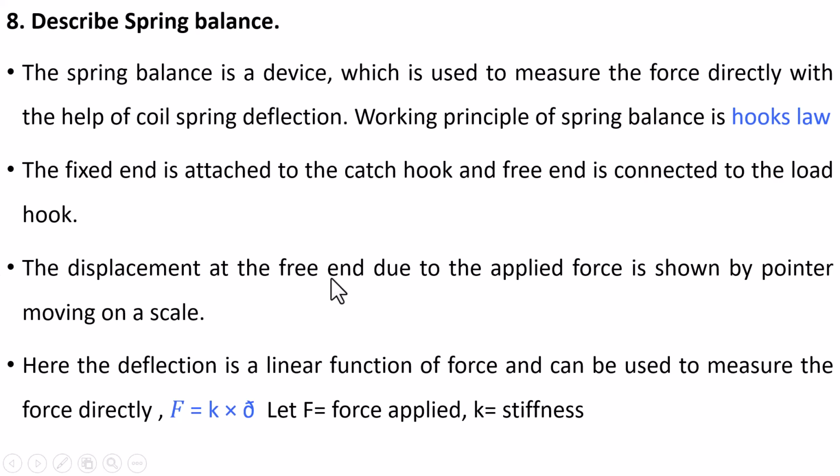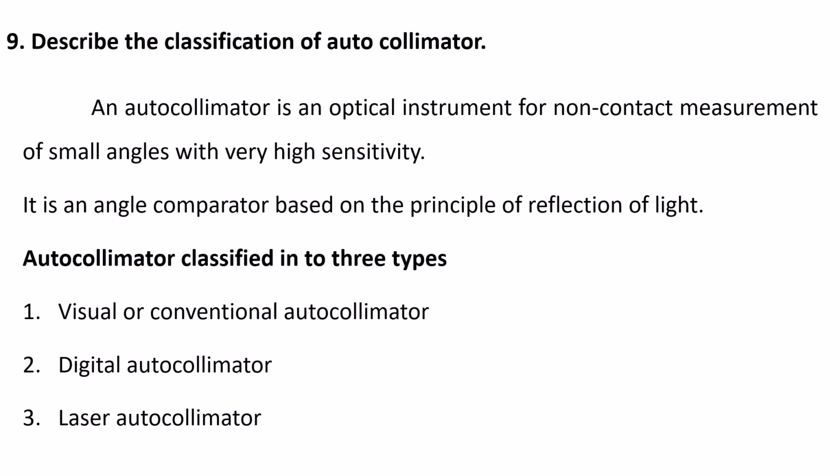The displacement at the free end due to the applied force is shown by a pointer moving on a scale. Here the deflection is a linear function of force and can be used to measure the force directly, by the equation F = K × delta. K is the stiffness of the material of the spring and F is the force applied. For a spring, the K value is a constant. So we can find out the force by using this equation from the deflection.